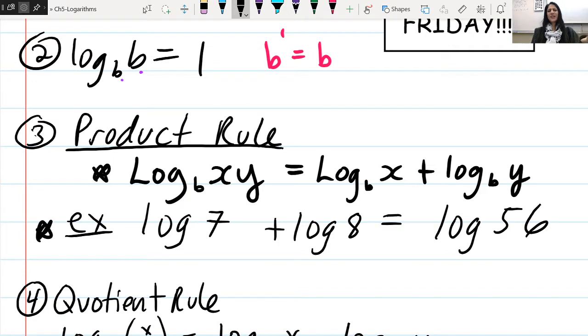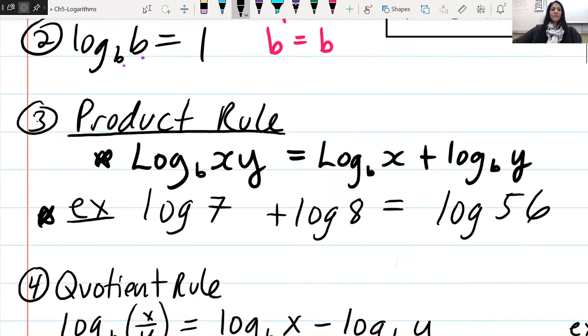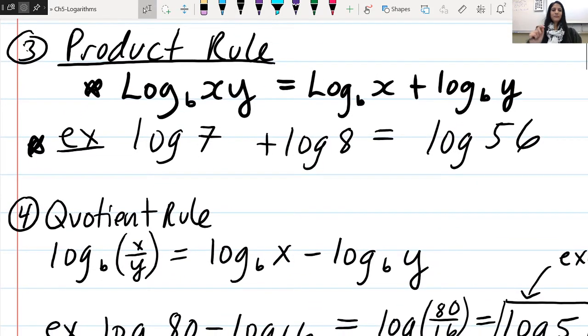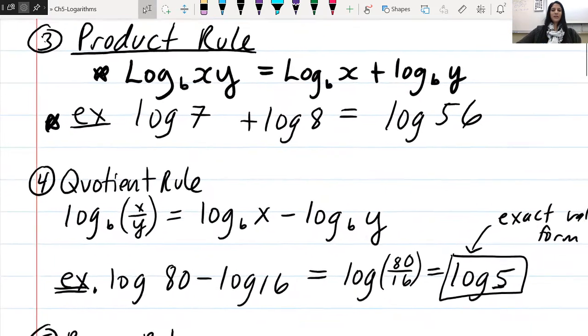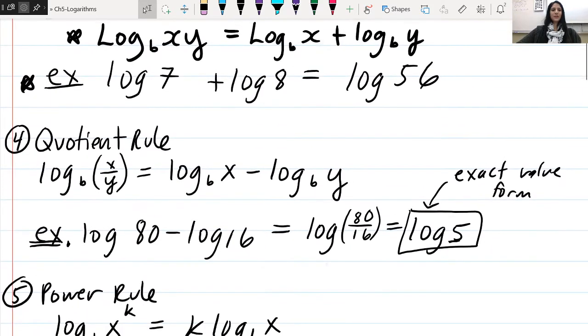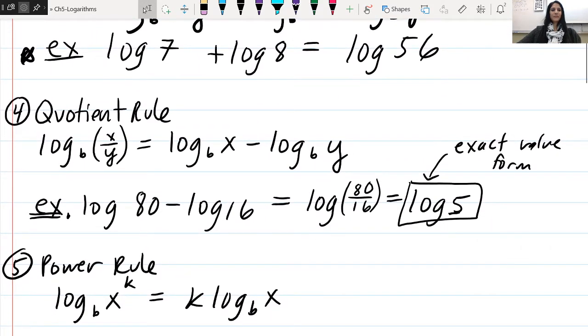Good. So I'm not big on naming things and knowing what they're called, but yes, it is called the product rule, and I think you're naturally going to kind of know that because of exponent laws, but I am more interested in you knowing what to do in the questions. Next one is the quotient rule. Well, it's kind of exactly what it sounds like. You kind of know the quotient rule.